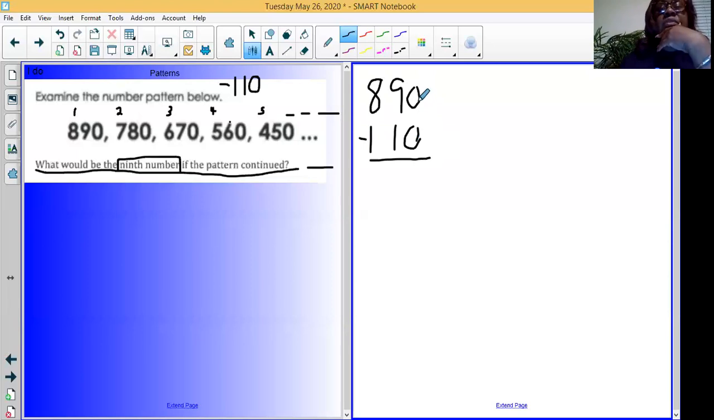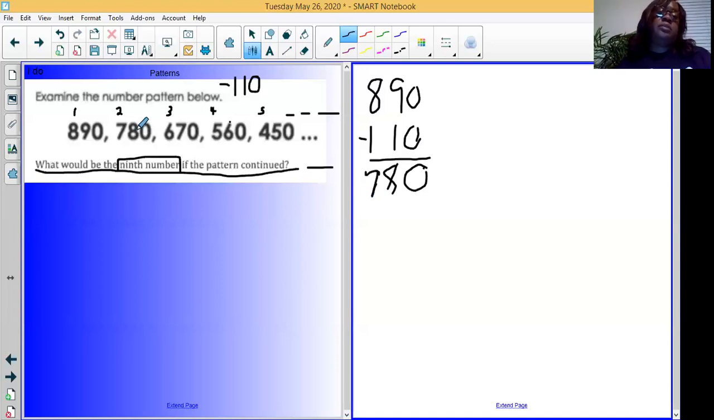Okay, so we'll start in the ones column. 0 minus 0 is 0. 9 minus 1 is 8. 8 minus 1 is 7. Okay, so we got the 780.